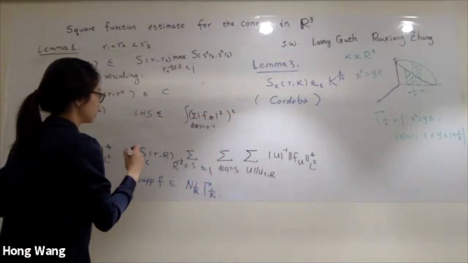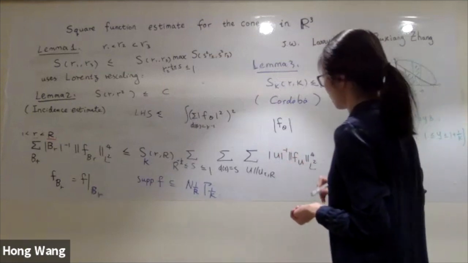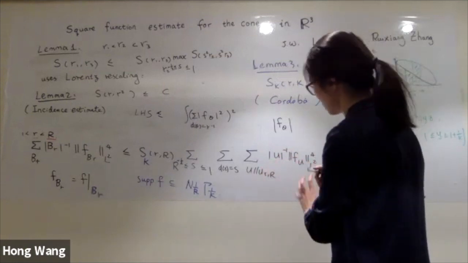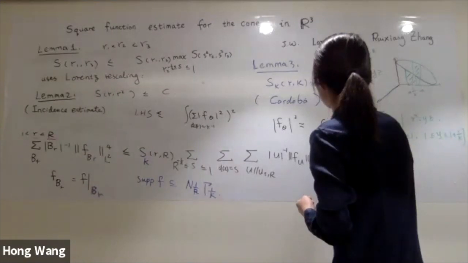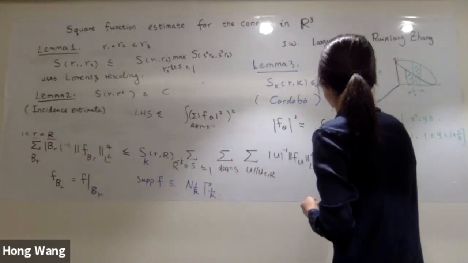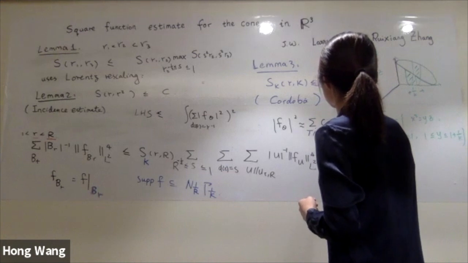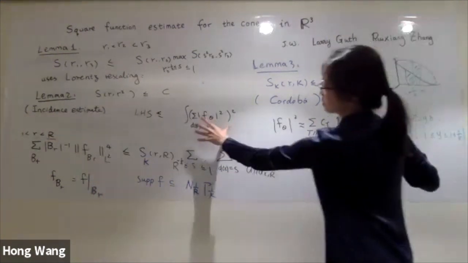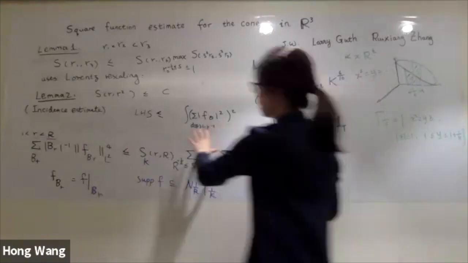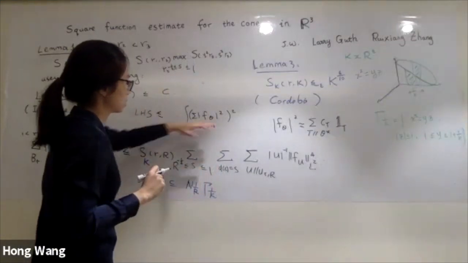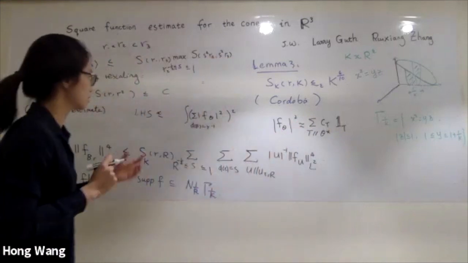So remember that at the beginning we said f theta is essentially a constant on translated copies of theta star. So f theta can be seen as a weighted sum of the characteristic functions of those planks. And to estimate this is essentially to estimate how those planks intersect. And that's an incidence estimate.